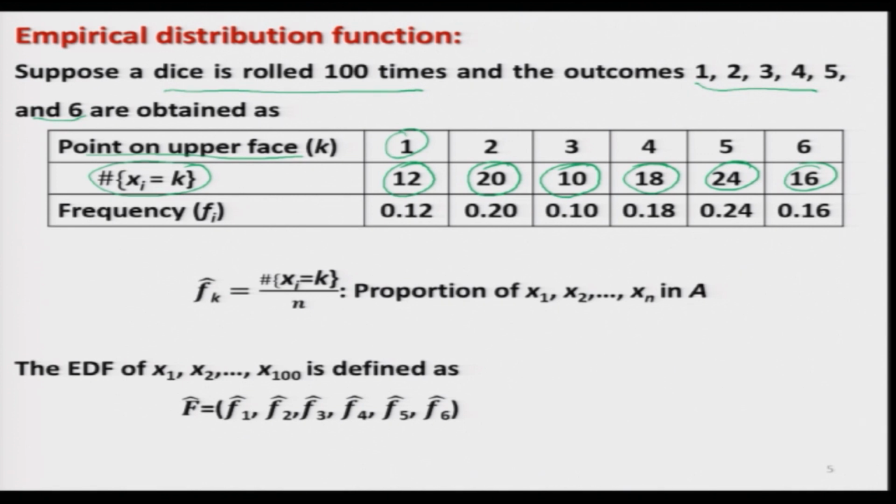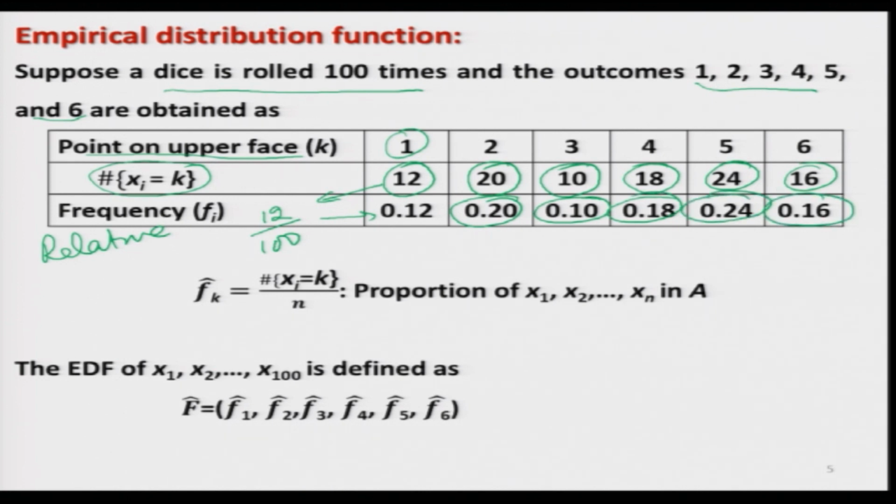The frequency is defined by the total number of occurrences divided by the total number of possible outcomes. So here the number of occurrences is 12 out of 100, which becomes 0.12. Similarly, the frequency, or I should actually call it relative frequency, because there are two types of frequencies, absolute frequency and relative frequency. So here frequency means relative frequency. The relative frequency of number 2 is 0.20, the relative frequency of number 3 is 10 upon 100, which is 0.1, and similarly the relative frequencies of 4, 5 and 6 are also obtained.